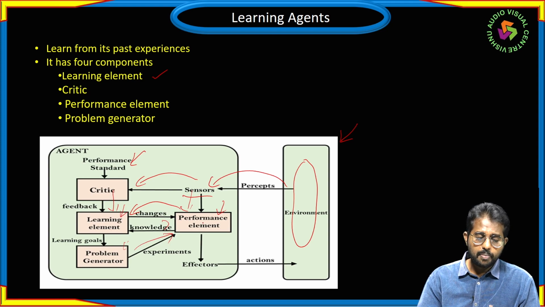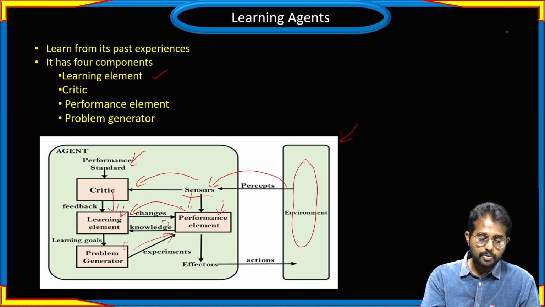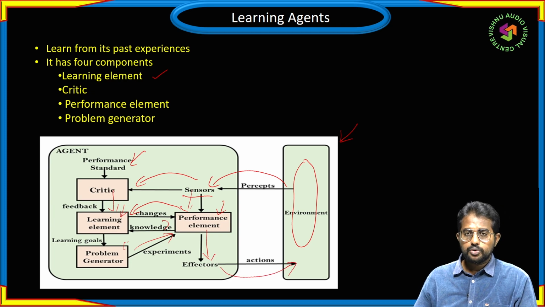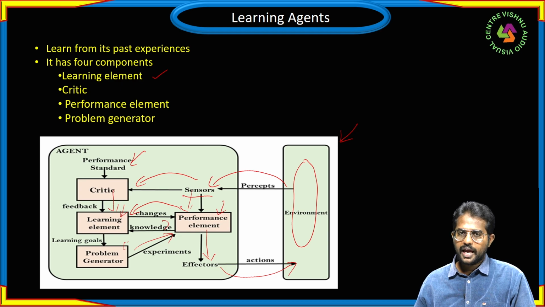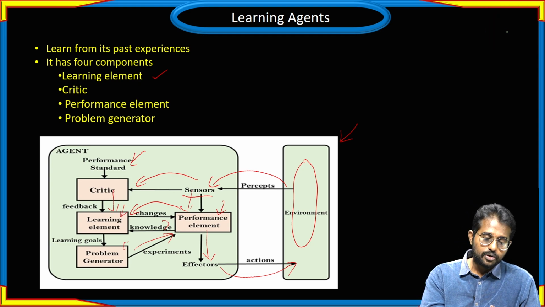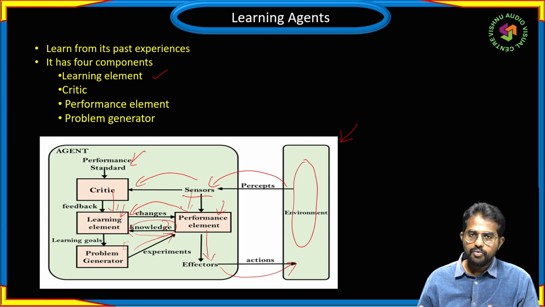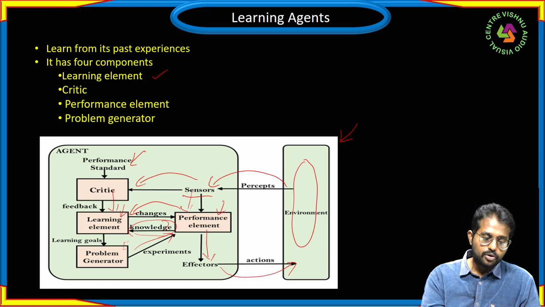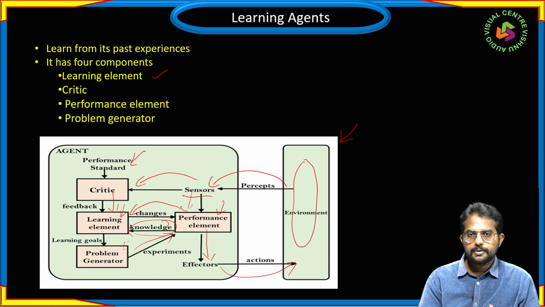This performance element will take some feedback from the learning element and the problem generator, and using the effectors it will do some actions. By doing one action, whatever result it gets, the performance will be calculated and stored in the learning element. This knowledge is nothing but whatever action we have taken and what the performance of that action is. Those will be saved in the learning element. So this is the learning agent.